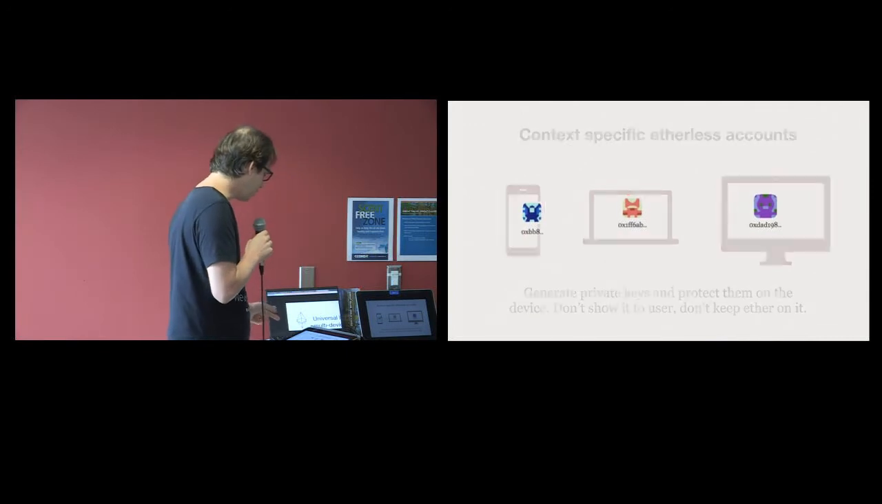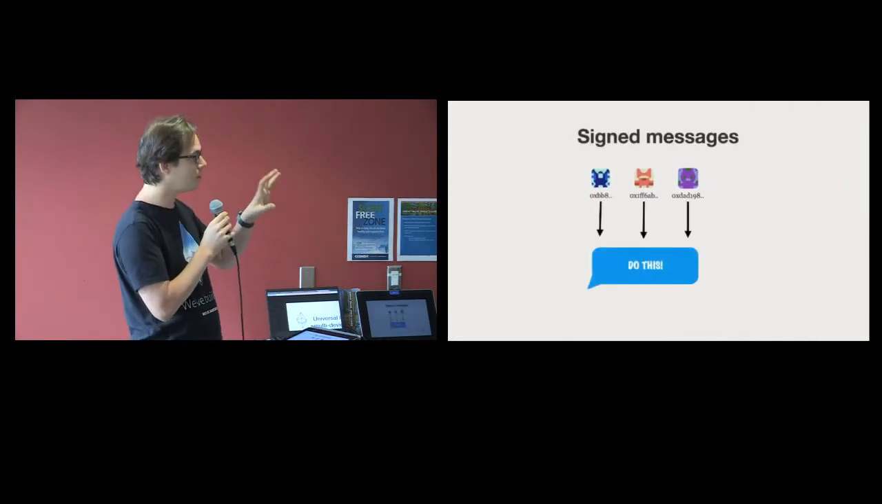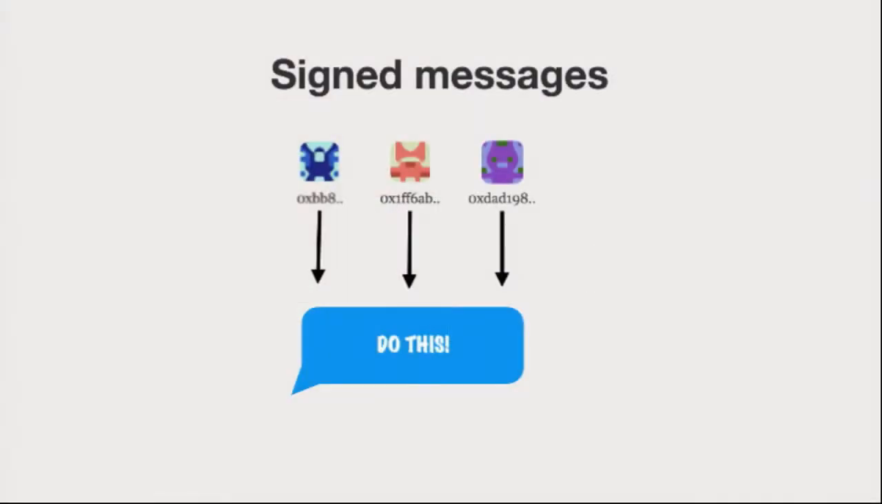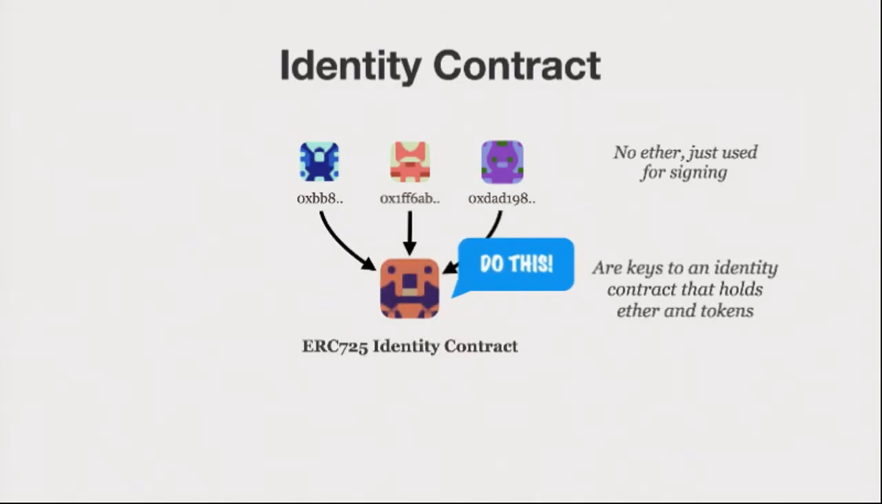And what do we do with that? We use those private keys to sign messages of intent, saying, I want to do this. I want to transfer tokens. I want to transfer Ether to someone else. We use an identity contract. That identity contract is an ERC-725 contract, but it also supports those signed messages. It can read those signed messages and obey what they are telling it.